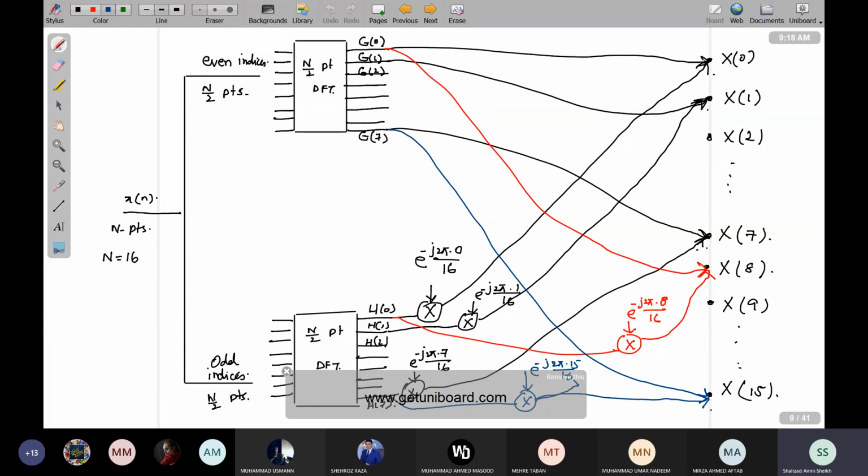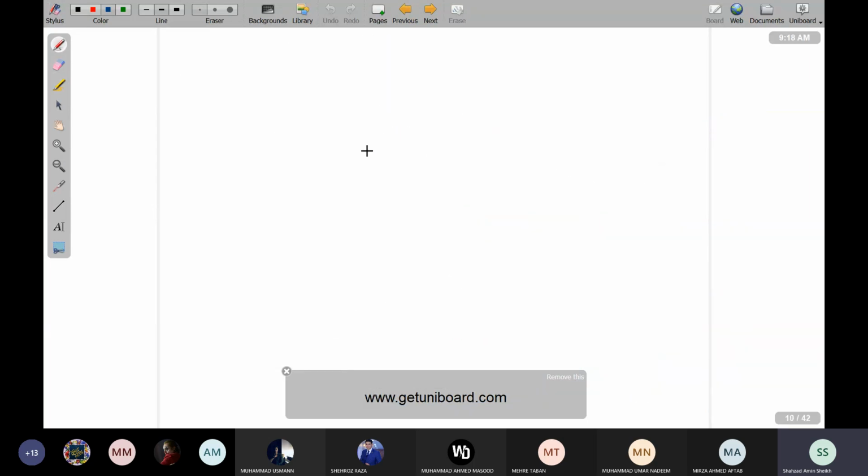And now, as I said, we will break the n over 2-point DFTs further. Those will be broken into n over 4-point DFTs, and n over 4-point DFTs will be broken into n over 8-point DFTs, and the process is repeated until we get to a position where we need to calculate a 2-point DFT. And the 2-point DFT will be the basic unit in this FFT calculation. So let's talk about this 2-point DFT.